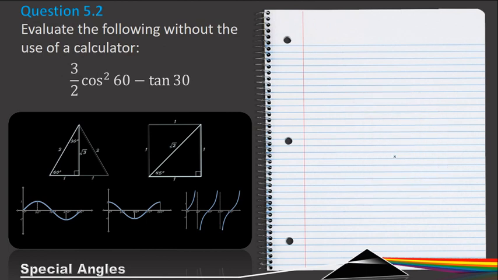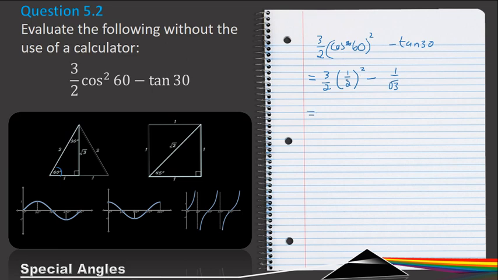Question 5.2, evaluate the following. 3/2. So I'm going to rewrite this as cos 60, not the square there. I put the square outside because this is just the notation for cos squared. It means the same as the ratio of cos 60 all squared, minus tan 30. So this is then 3/2, and then cos of 60. So 60 from this angle, cos is adjacent over hypotenuse, so that's a half, and squared, minus tan of 30 is opposite over adjacent, so that's 1 over square root of 3.